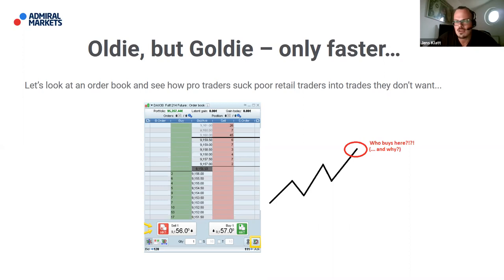Sometimes you might explain this with different trading strategies. But at the end of the day, you have probably wondered all the time, who is buying there and why is he buying there? In fact, it's an easy explanation. There are some players who fake the willingness to buy more and to let the price rise.